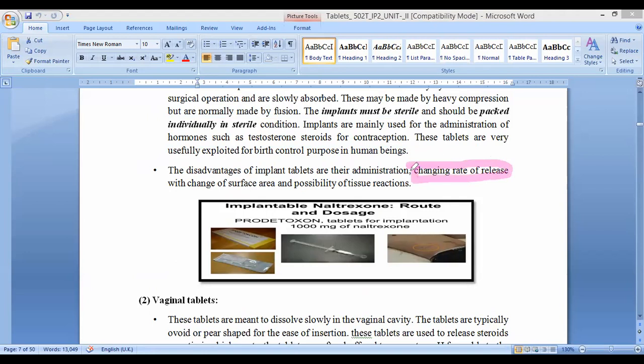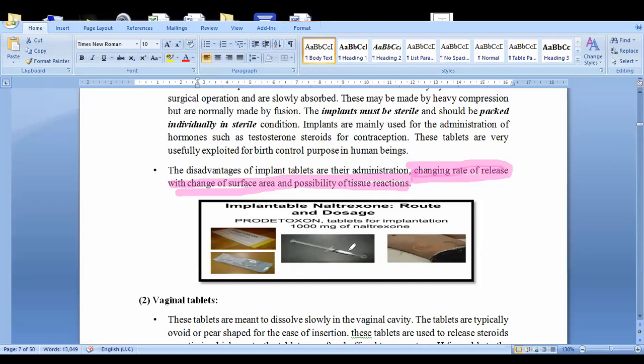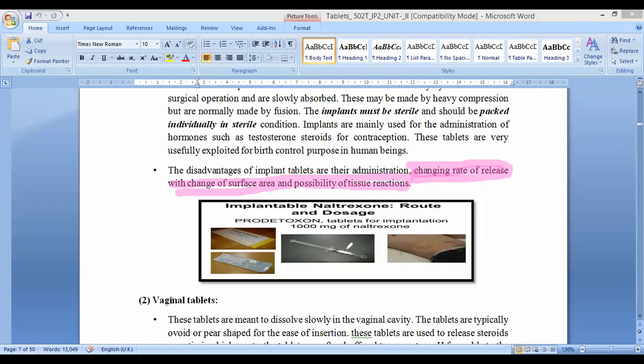The disadvantages of implant tablets include the changing rate of drug release. The drug release pattern will change with the change of surface area, and the possibility of tissue reaction can also be seen. Dose dumping can be seen. This is an example of an implantable naltrexone drug, given as an implant tablet. You can see this is a tablet given by the subcutaneous route, and the drug name is naltrexone.